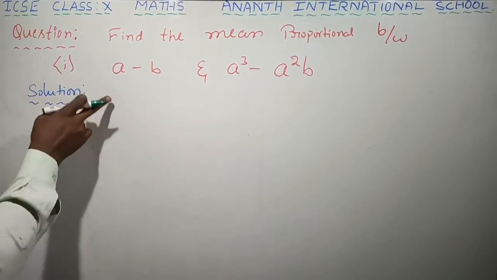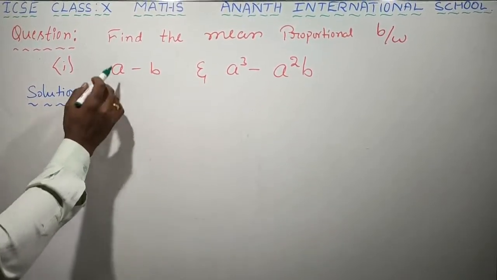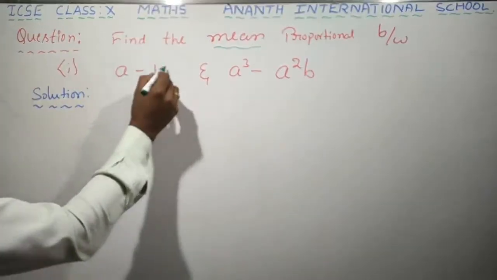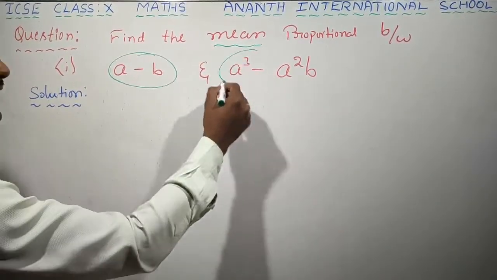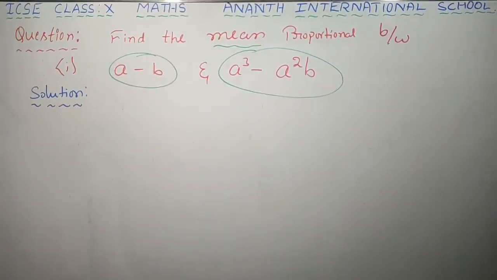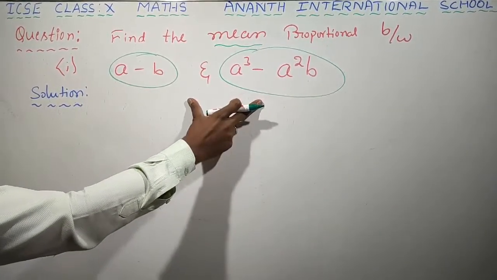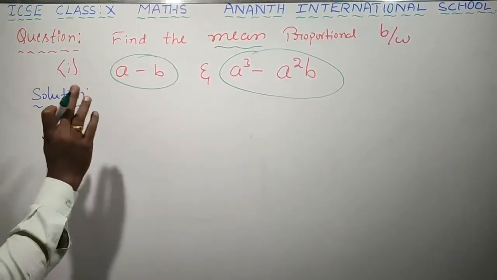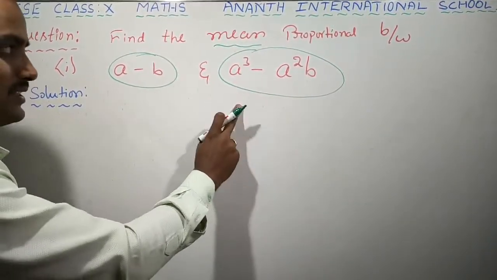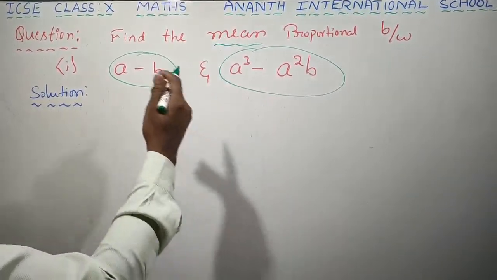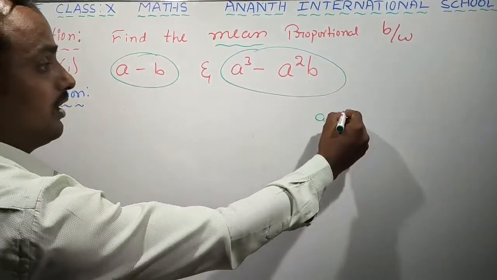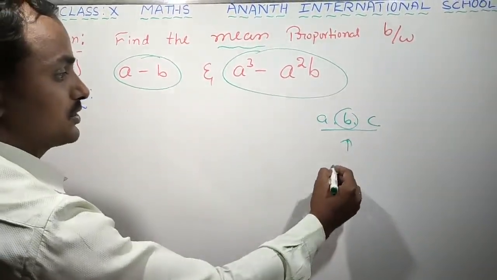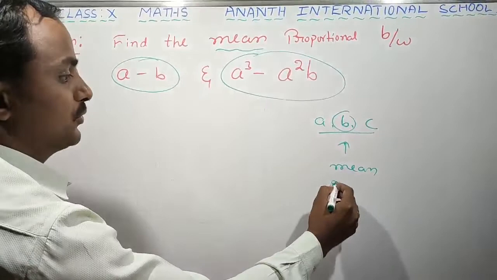Now children, here is one more different type of question. Find the mean proportional between these two: A minus B and A cube minus A square into B children. These two quantities are here. We are finding the mean proportion means children, you understand, two terms are there. They are asking for another term, which is related to A, B, C children. B becomes the mean proportional.